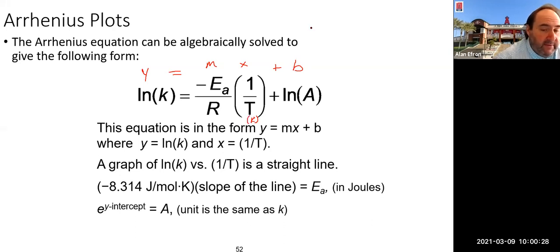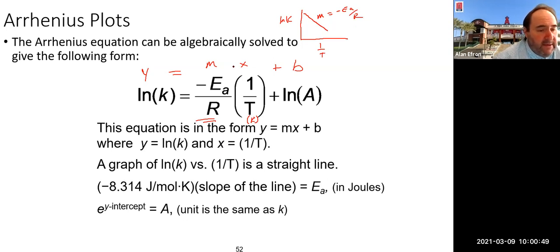When we do that, we yield a line that has a negative slope. When we do that graph, we end up with something like this. And the slope of that line, as we can see here, is equal to that term right there, which is minus Ea over R.